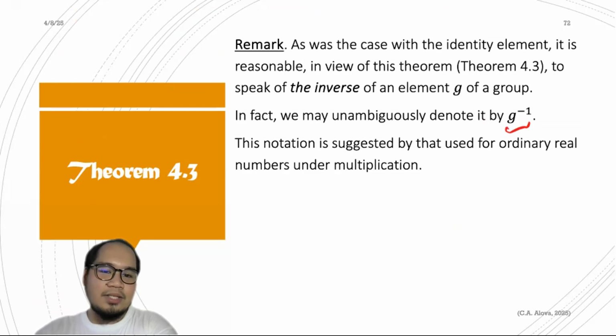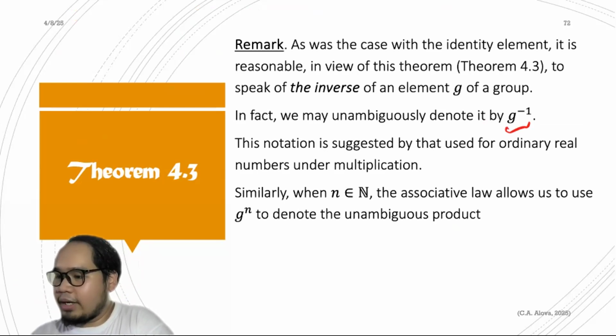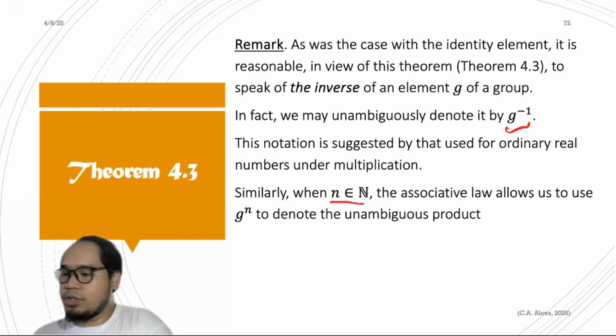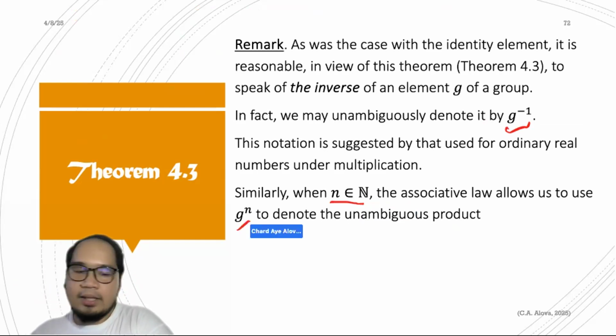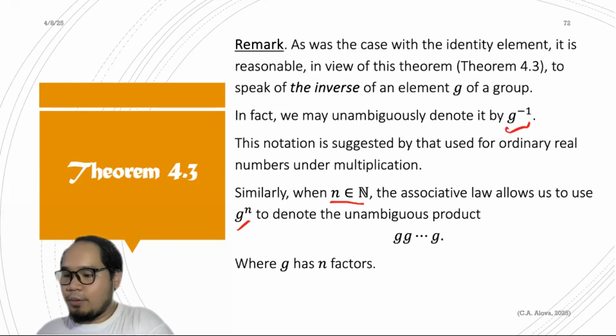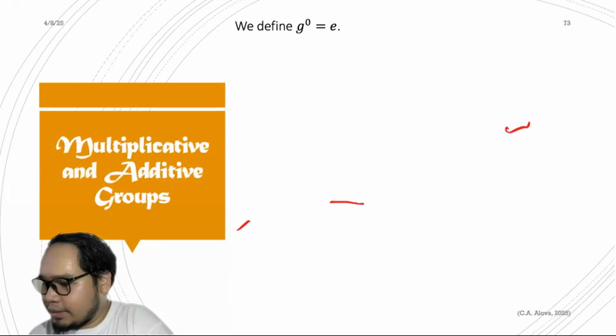This notation is suggested by that used for ordinary real numbers under multiplication. Similarly, when we have a natural number n, the associative law allows us to use g raised to n to denote g times g times g, n times. So just a little bit of a differentiation in terminologies and notation in abstract algebra. So in the multiplicative and additive groups, we need to, let me delete this.